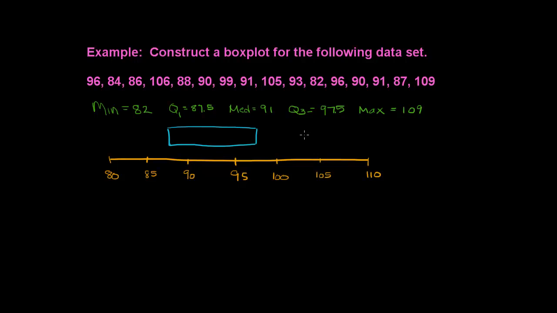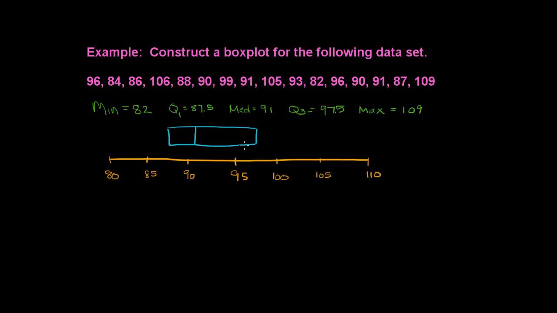Draw a line through the box at the median. Our median is 91. So if this is 90 to 95, 91 might be about right here. That's all I do. And notice the box isn't sitting on the scale, it's sort of floating above the scale, not too far above so it's easy to read, but definitely not sitting on the scale. Okay, draw a line through the box at the median.